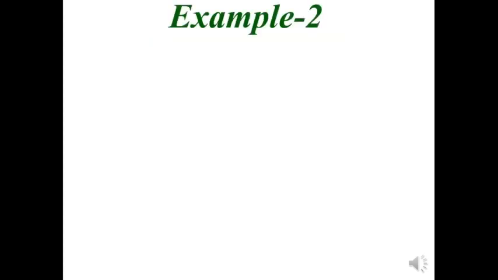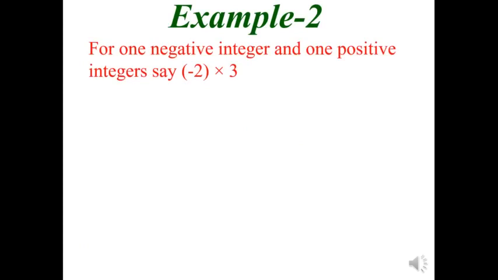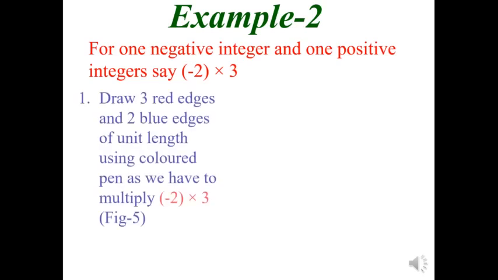Then next, example 2. So let us take one positive integer and one negative integer. So for example, minus 2 multiplied with 3 or 3 multiplied with minus 2. So here, as 3 is positive and minus 2 is a negative integer, we have to draw 3 red edges for plus 3 and 2 blue edges for minus 2 of unit length using colored pen, as we have to multiply minus 2 into 3.